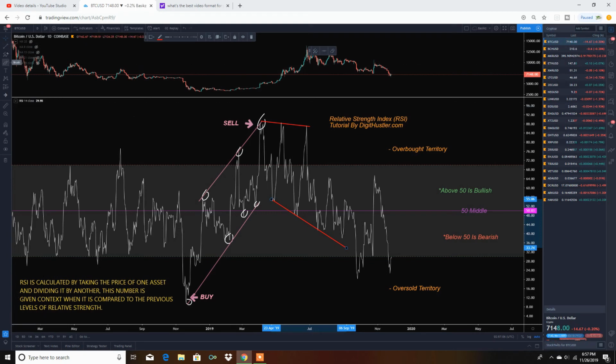So let's circle these right here. We see a lower low, lower low, lower low, lower low. These are bearish signs. Now we're back in the oversold territory. When something's oversold, the strength has gone too low. It's a perfect opportunity for buyers, for traders to get in on a trade. So what's going to happen? It's going to snap back up.